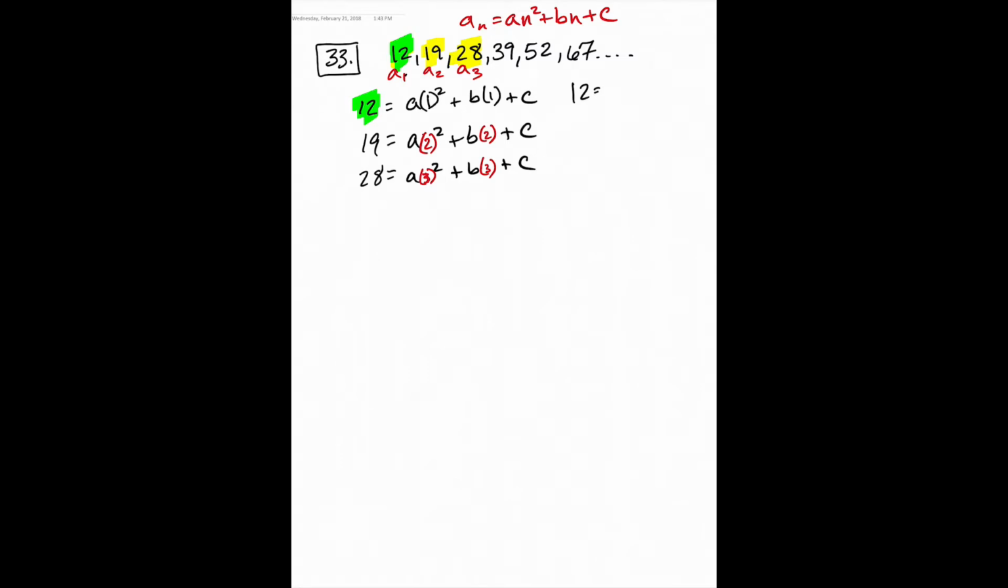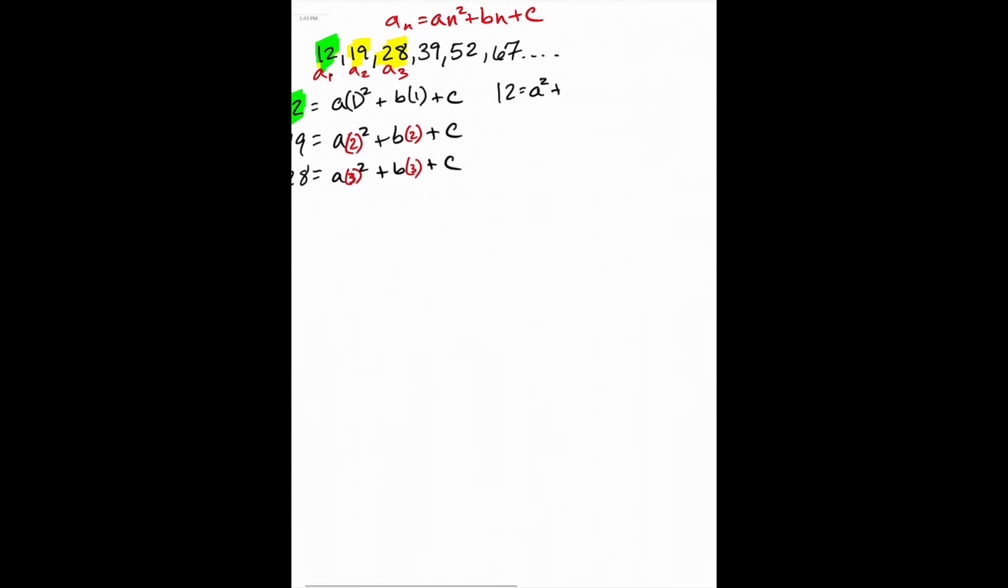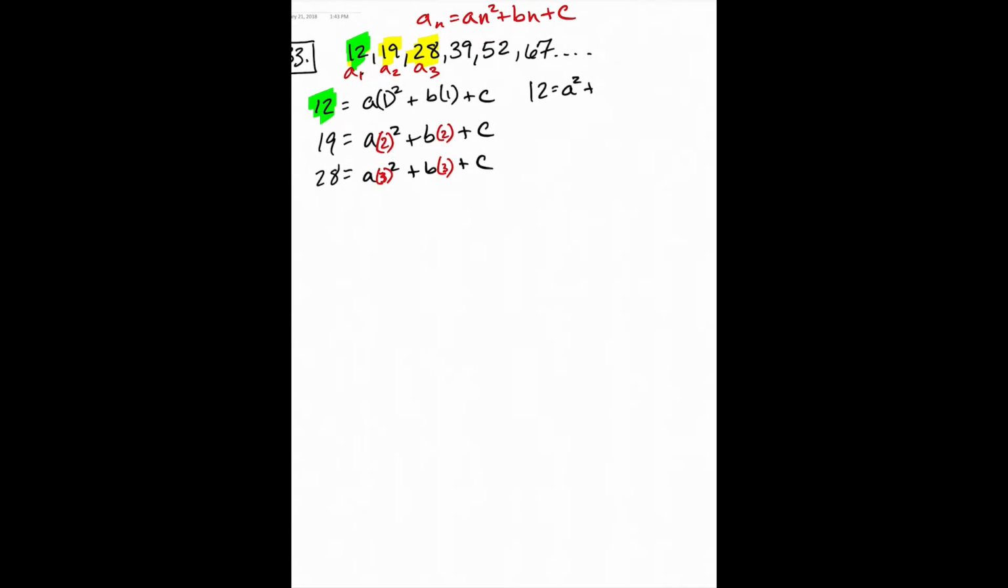I end up with 12 equals, excuse me, a squared plus b plus c. In fact, let me change my order a little bit, and you'll see why in a second. So this is a plus b plus c equals 12.